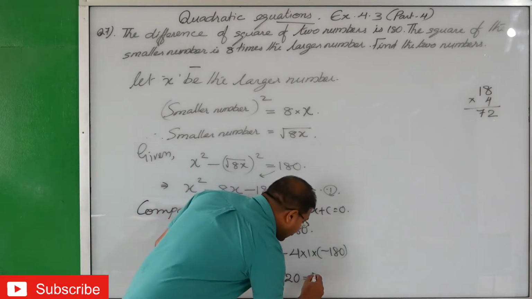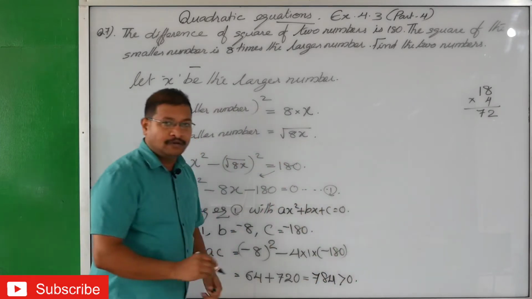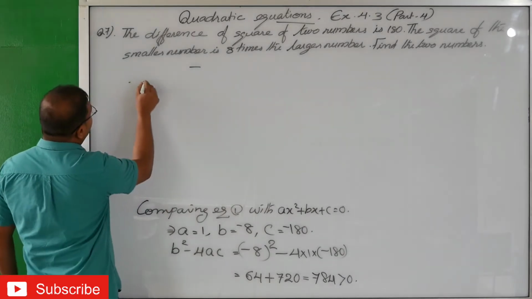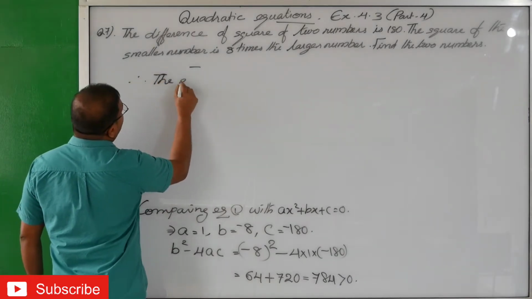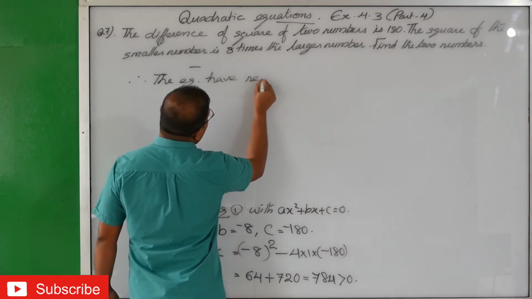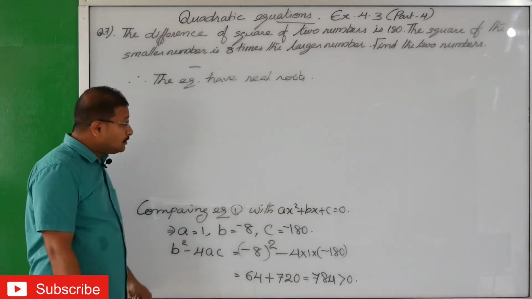784. This is greater than 0. Therefore, the equation has real roots. Ready? That means what you will do?